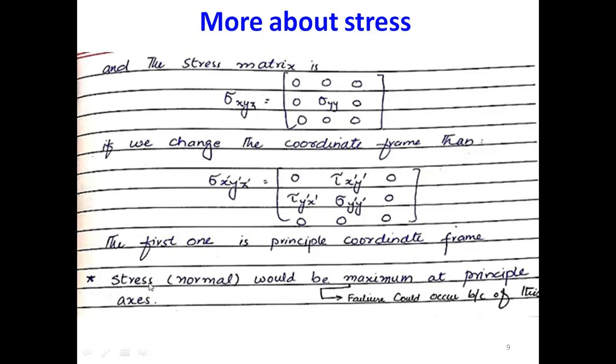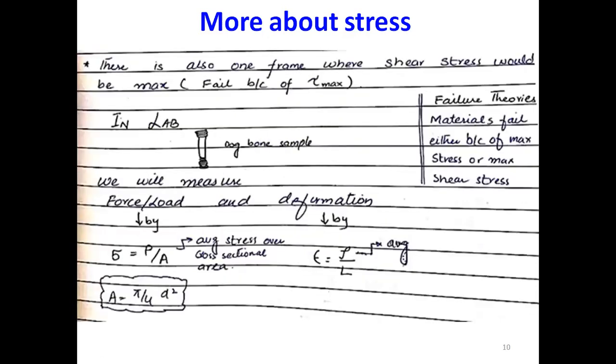We already discussed that the normal stress would be maximum at one of the principal axes, and we are interested in that because in the majority of cases, failure would occur at those planes where the normal stress is maximum. So we are interested in finding out that value and the orientation where we have that maximum stress value.